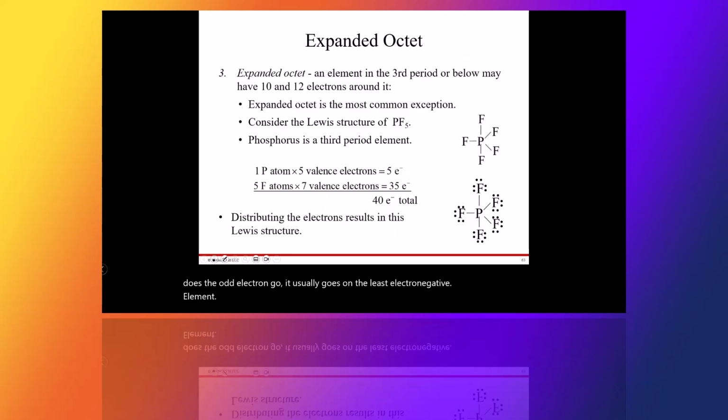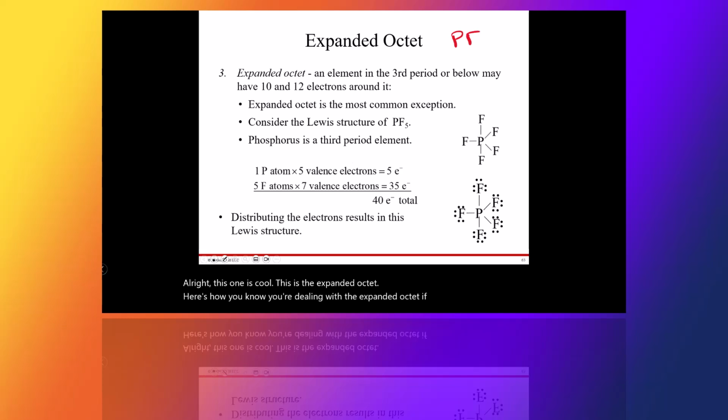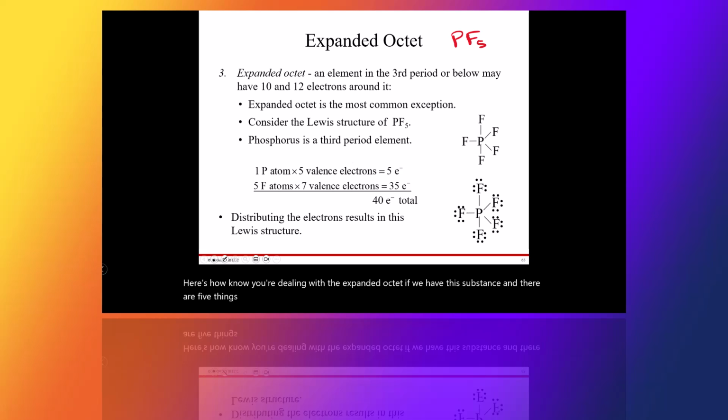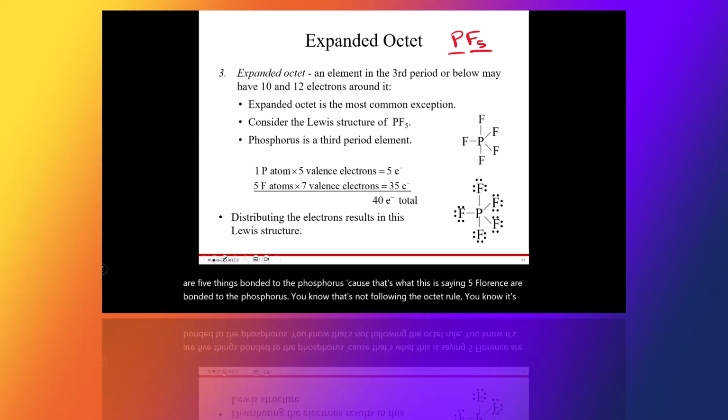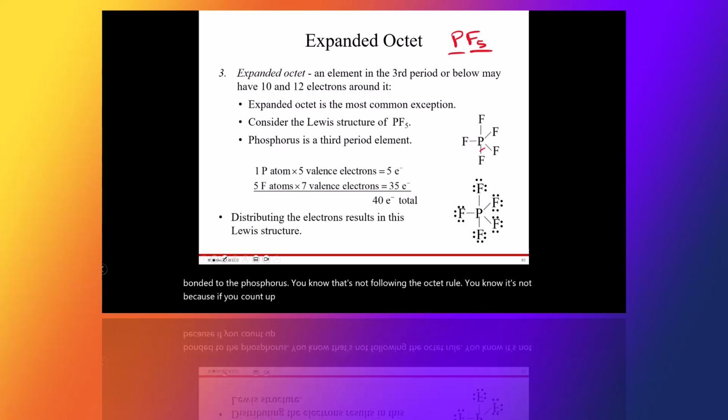All right, this one is cool. This is the expanded octet. Here's how you know you're dealing with the expanded octet. If we have this substance and there are 5 things bonded to the phosphorus, because that's what this is saying, 5 fluorines are bonded to the phosphorus, you know that's not following the octet rule. If you count up the bonds here, that's 2, 4, 6, 8, 10. That's beyond the octet rule.